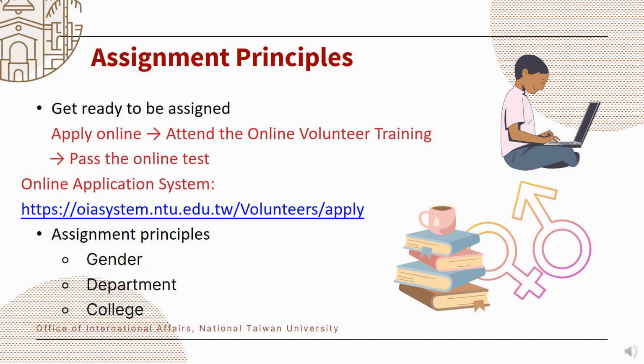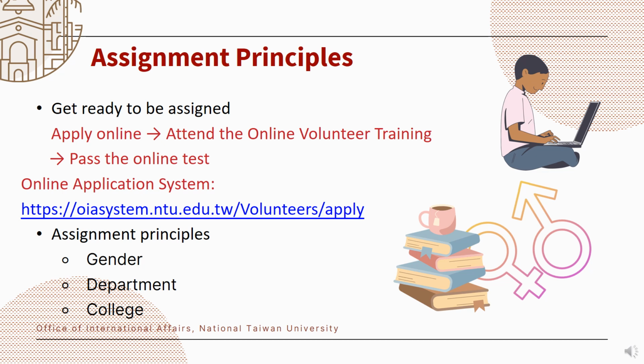So the assignment principle will be like this. First of all, you have to be qualified. How to be qualified as a volunteer? First step, you have to apply online and attend the online volunteer training, which is this one. And then later on, we will send out the link of the online test. You just have to pass the test, then you're qualified to be a volunteer.